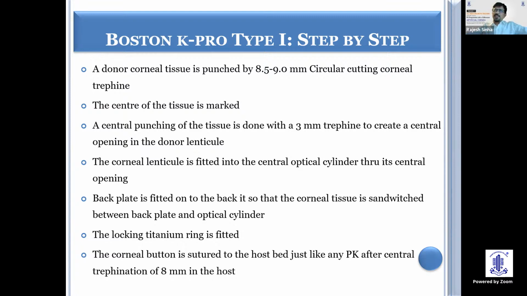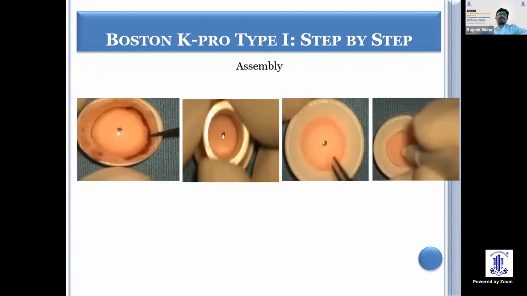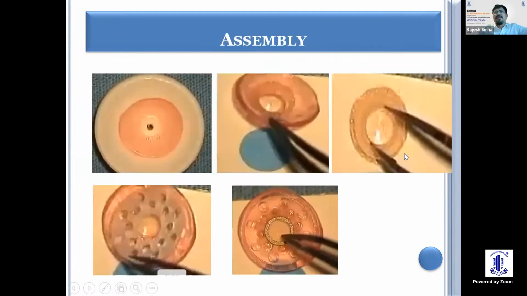Then the center of the tissue is marked. Then you punch centrally, create a 3 millimeter central opening. And then the corneal lenticule is fitted onto the central optical cylinder. In its central opening, the back plate is fitted, the locking titanium ring is fitted, and it is sutured like a keratoplasty. So this is the corneoscleral button. You first create an 8.5 millimeter opening, then you create a central opening of 3 millimeters. As you can see here, the central opening is there.